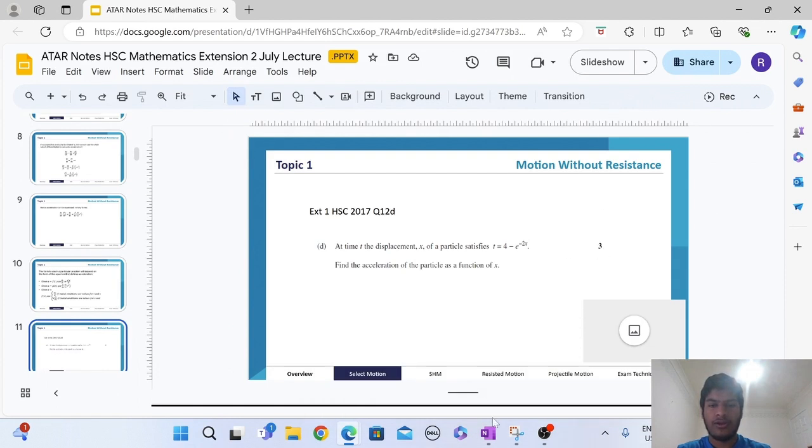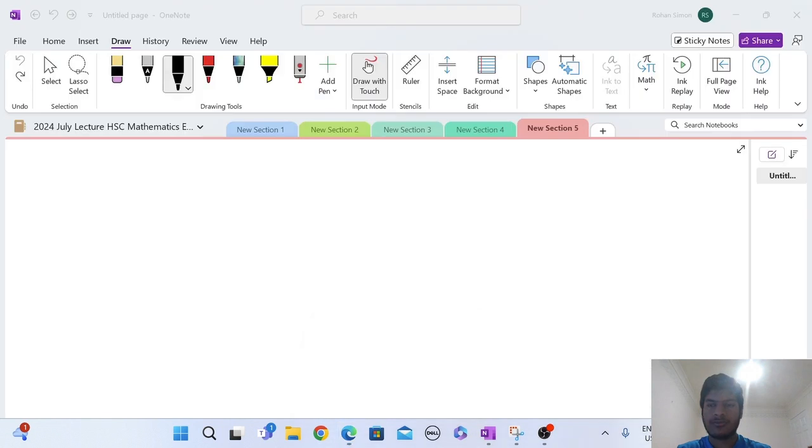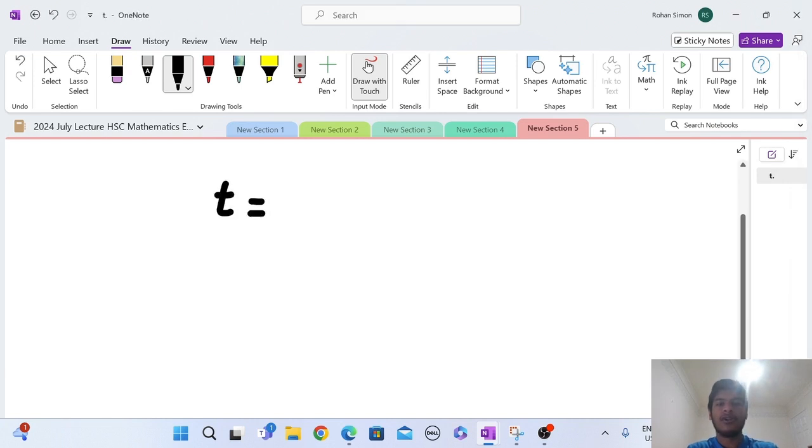So, open up OneNote. And that should be visible. Okay, so let's start with our expression. We're given that t equals 4 minus e to the minus 2x, and we're asked to find the expression for acceleration, that is x double dot.